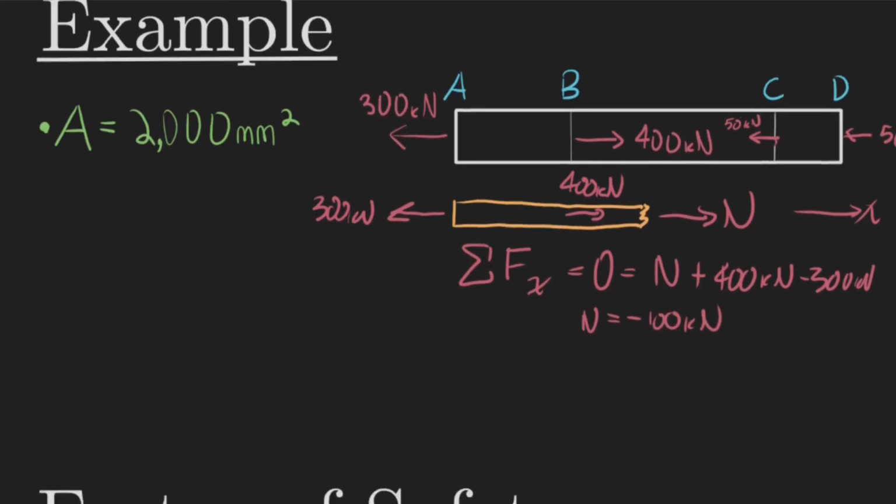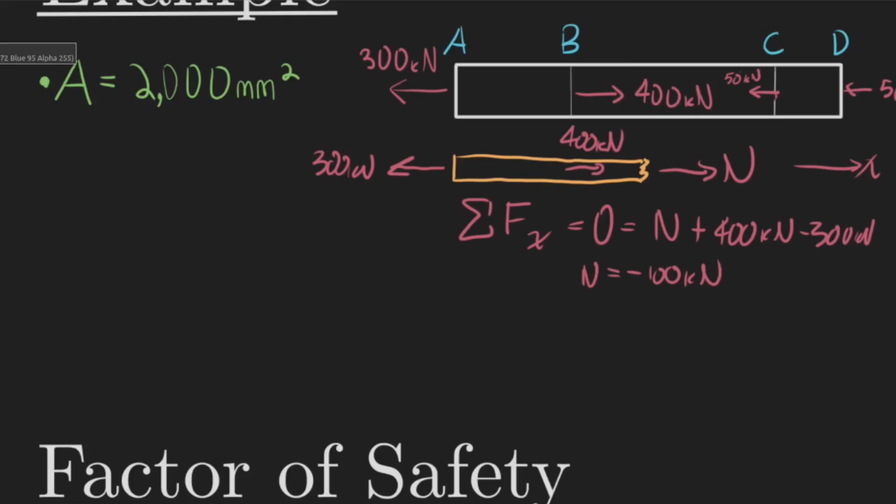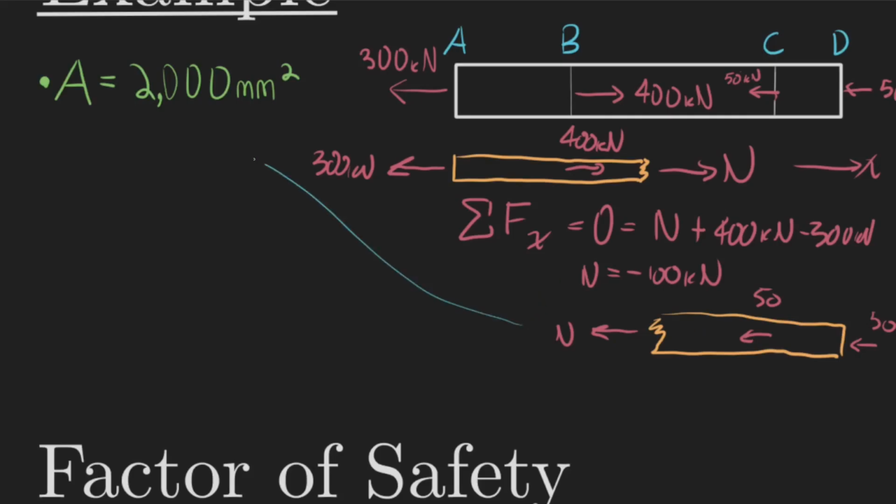And if I wanted to, I could have done the same thing on the other side. So basically my free body diagram of the right side would have looked like this. I would have had my cutout right here. I would have had a 50 to the left and a 50 to the left right here. And then I would have had my internal normal force looking like this. And I would have gotten the same thing, negative 100. This negative just means that it's compressive.